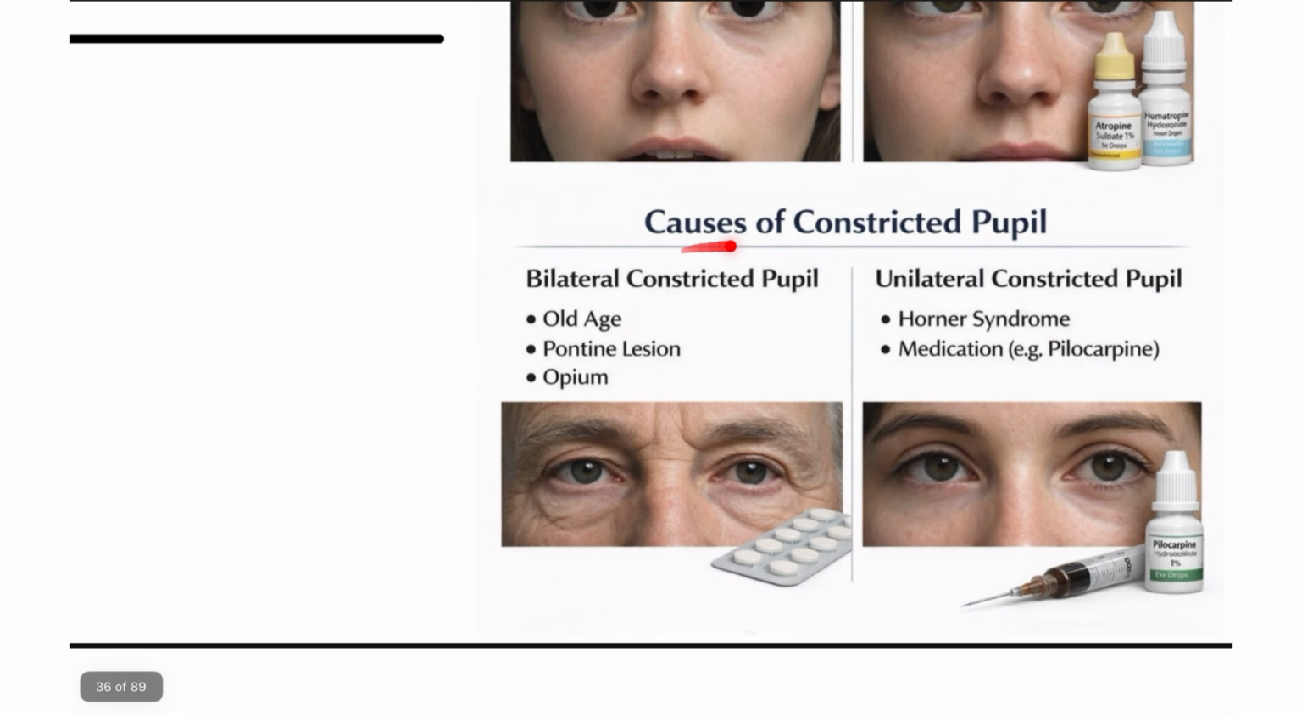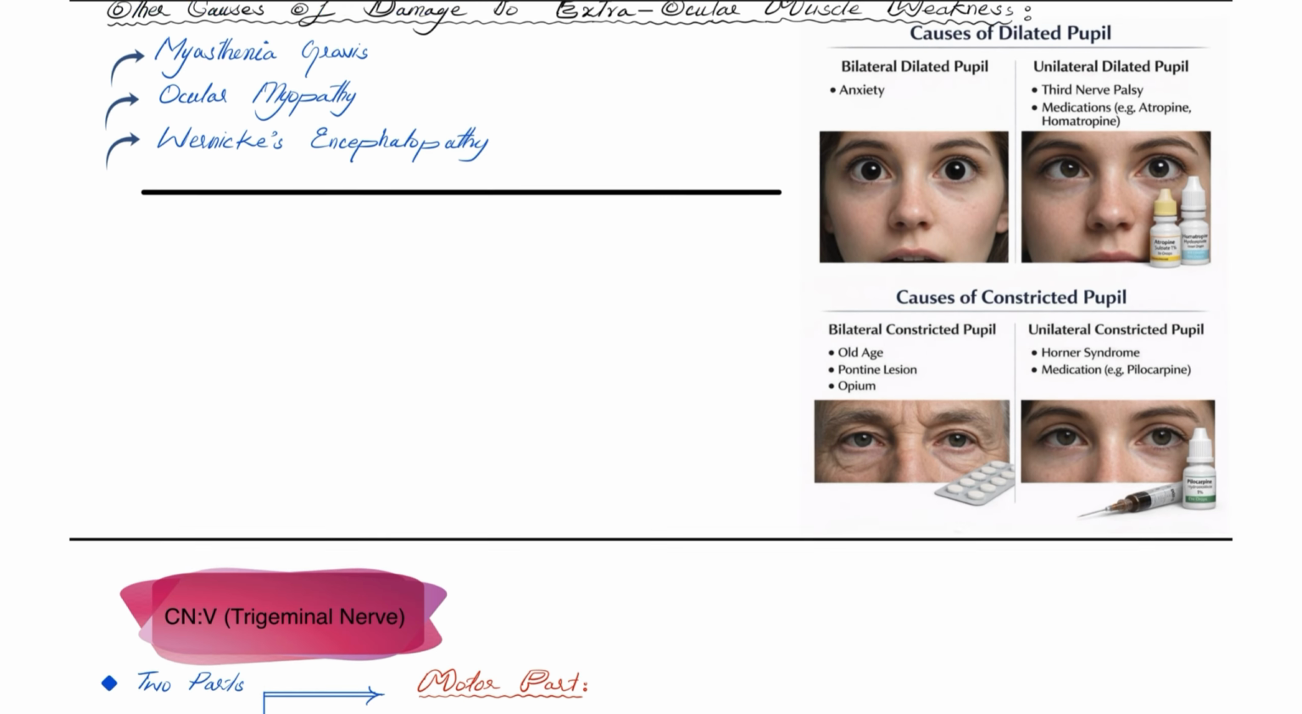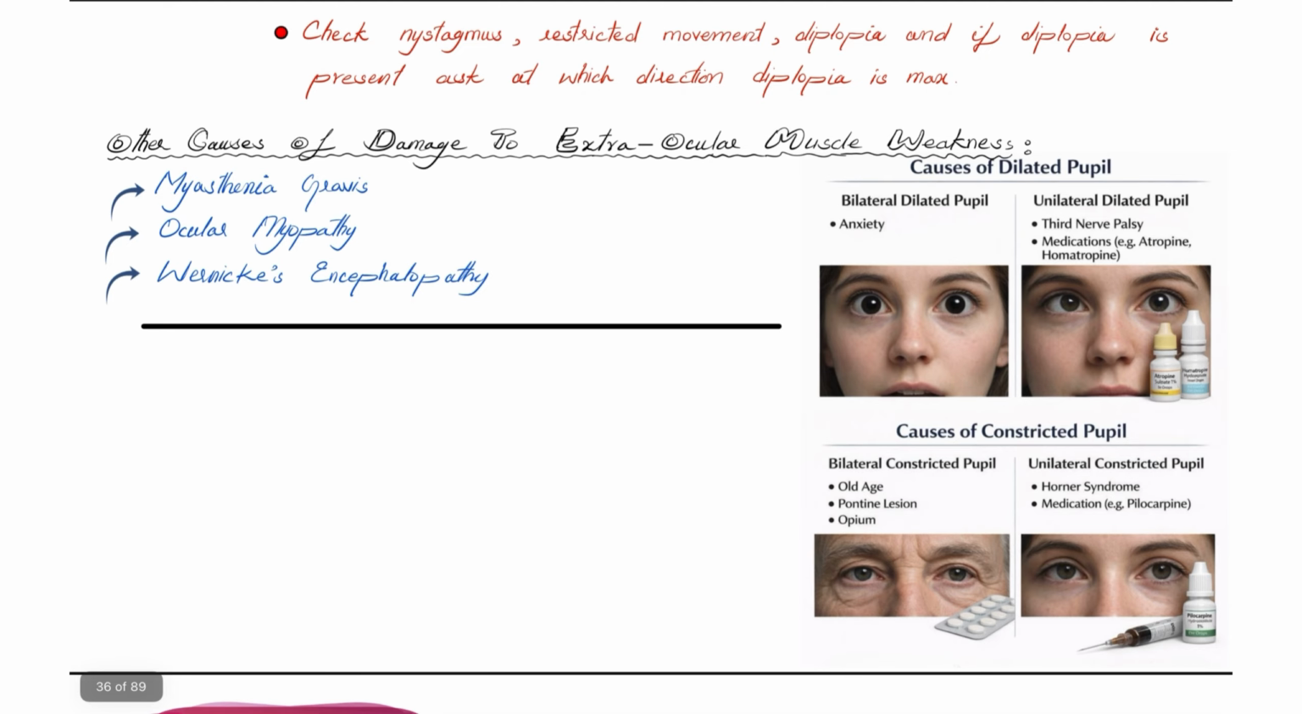And some causes of constricted pupil: if there is bilateral constricted pupil, it can be normal in old age, or it can occur in a pontine lesion, or when the patient has ingested opium. But if there is a unilateral constricted pupil, it can occur in Horner syndrome or with medication like pilocarpine, which is a cholinergic agonist. So here you go, we are done with the three cranial nerves: the oculomotor, trochlear, and abducens nerves.